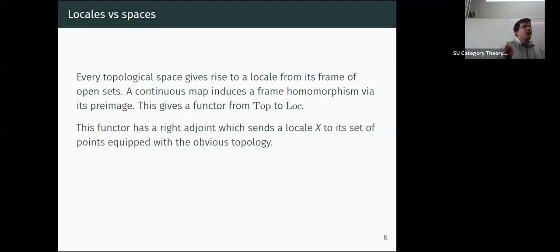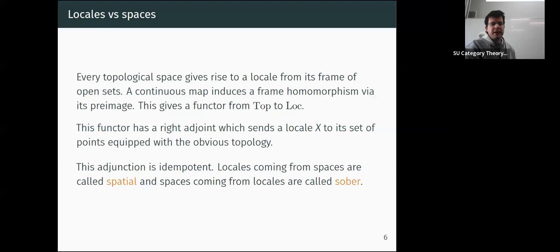You can maybe guess what the right adjoint should do. It's going to take the locale and give you a topological space whose underlying set is the set of points that we just described, equipped with the obvious topology. I'm not going to go into the details, but the idea is that the points correspond to these models. So for every element of the frame, you want to say which models satisfy this property. That will give you a set of points, and this will be the open set corresponding to that element of the frame. You can do this for every element, and you end up getting a topology on the set of points. And this gives you the right adjoint.